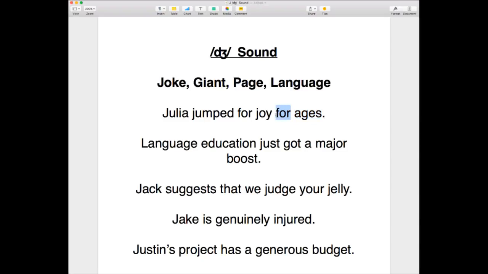Notice how this version of the word for is pronounced with a schwa. Jumped for joy for ages. For ages. Jumped for joy for ages. And in fact, that R feels like it joins and becomes for rages. It sounds like that, doesn't it? For rages. For rages. So Julia jumped for joy for ages. And there you get that nice native sound when you join your words together.